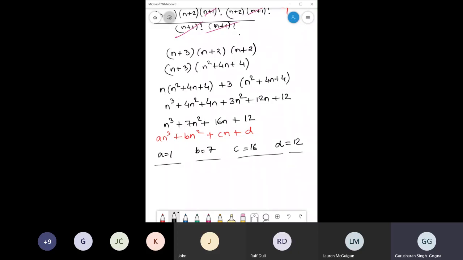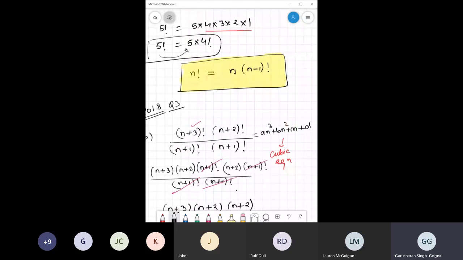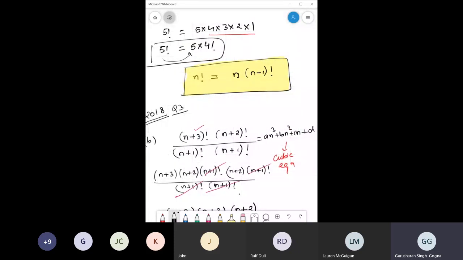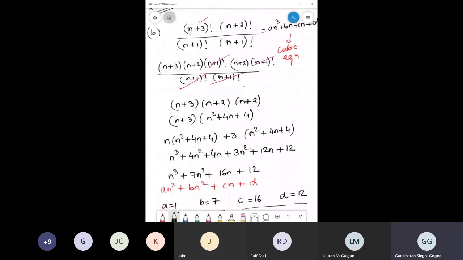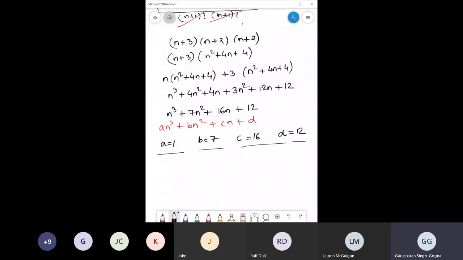So the important part of these kind of questions is you should know how to write down, for example, 5 factorial as 5 multiplied by 4 factorial. So in general, n factorial equals n multiplied by n minus 1 factorial. Okay. So you need to get rid of the factorial and then you can simplify. So these kind of questions they can ask you.